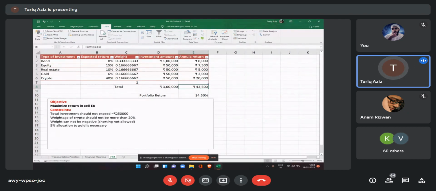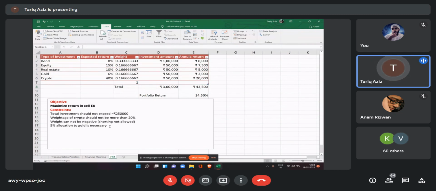Then the third constant is that weight cannot be negative, shorting not allowed. So all these weights should be more than 0, meaning they cannot be negative. Weight should be either 0 or some positive value. Shorting means that in the stocks or in the market, without owning something, we can benefit from the downside. That is called shorting. So we have to specify that the weight should be positive and should not be negative.